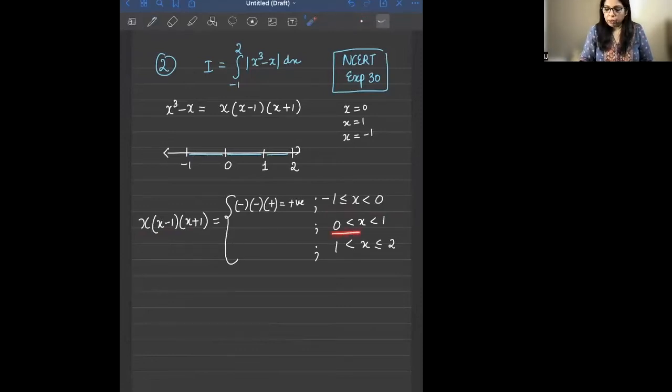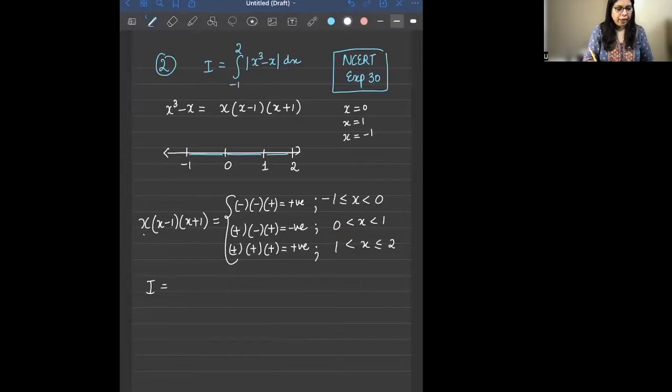If we take any value between 0 to 1, let it be 0.5. So this is positive, this is negative, this is positive. So we are getting positive, negative, positive, and the overall answer is negative. And when we take a value between 1 to 2, let it be 1.5. This is positive. 1.5 minus 1 is positive. 1.5 plus 1 is positive. So overall it is positive. So in this case, we can split the integral into 3 integrals.